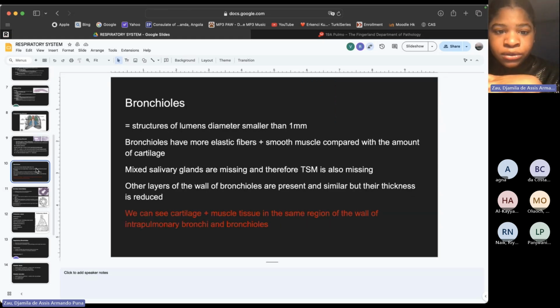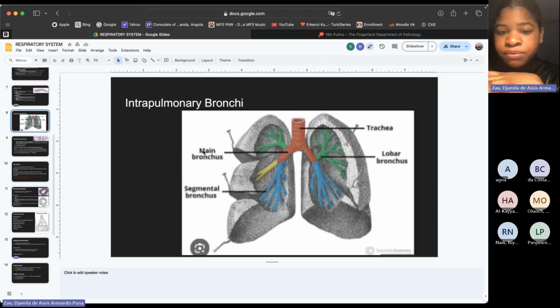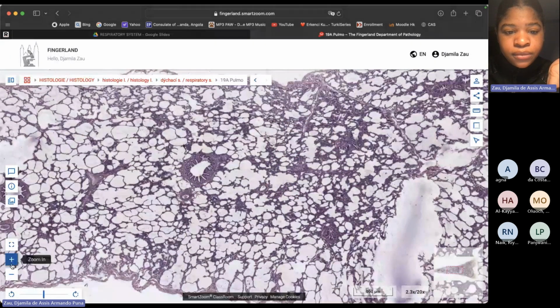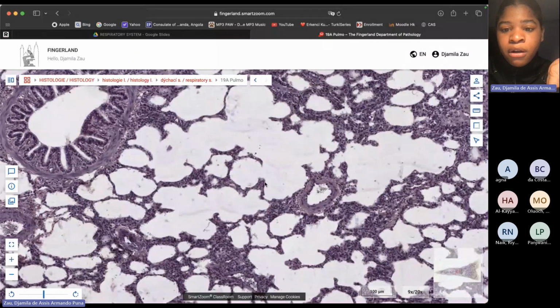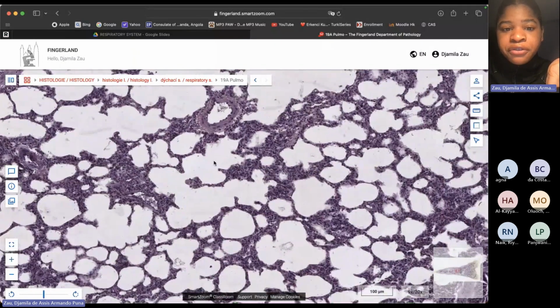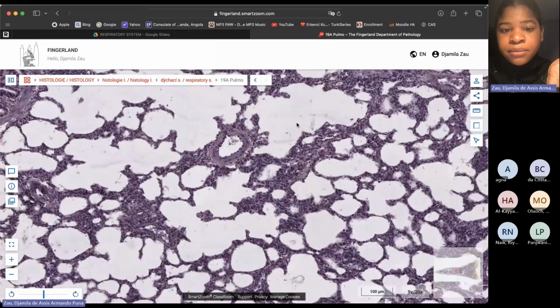Now, bronchioles. The bronchioles are structures with lumens that have a diameter smaller than 1 millimeter. So basically, as I explained, these are bronchioles. And when we see them in a cross section, we're going to see these circles that are very small in diameter, which would be very different from this, because you can see a thick layer.